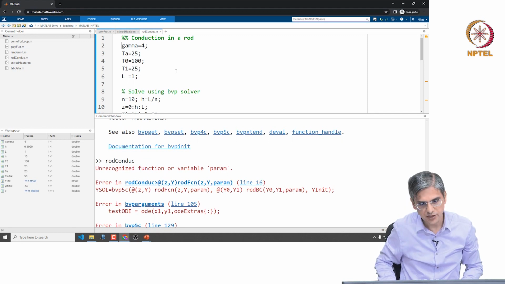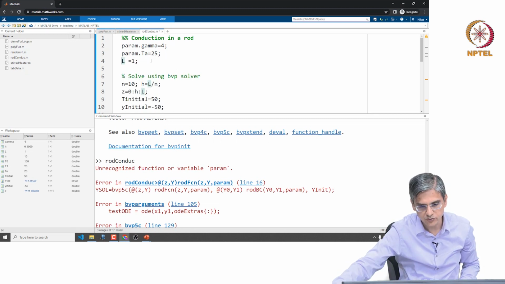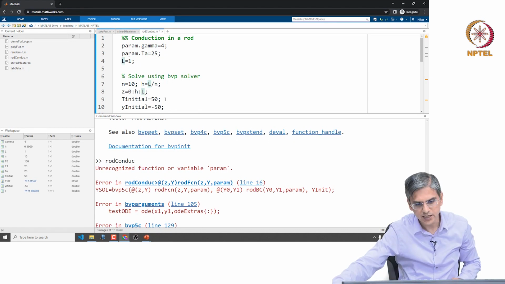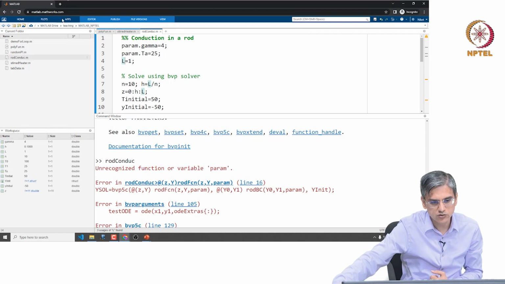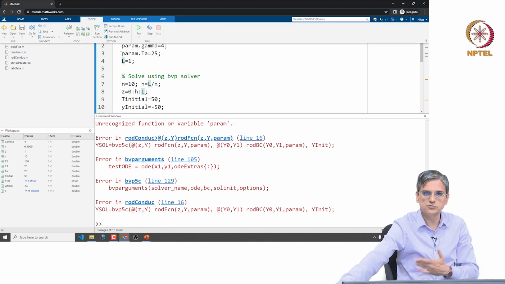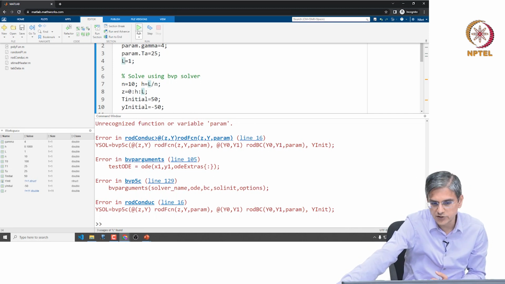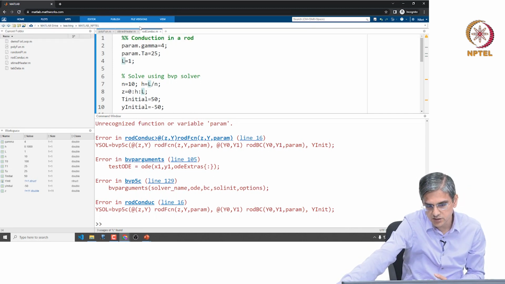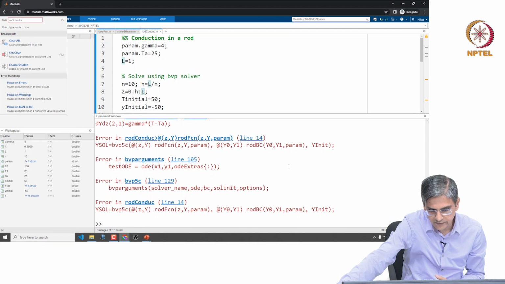Actually, this is how it should have been. Param dot gamma, param dot ta. T0, T1 we do not need, so we can actually delete that. We do not need to give those values twice. Even if you leave it, it is not going to cause any error, but the right thing to do is delete it, because we do not want the same value defined at two different locations. Run. Okay, we get one more error.